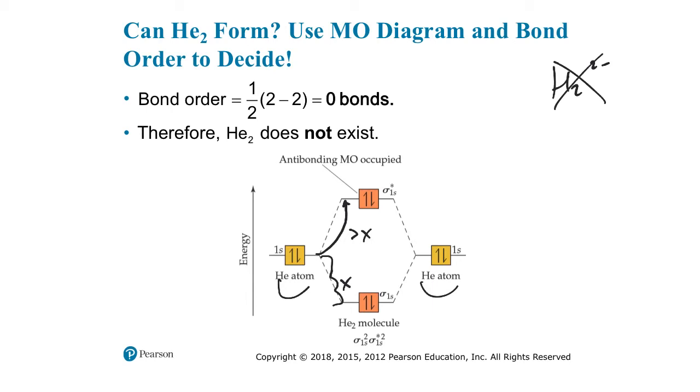So our bond order, 2 bonding minus 2 anti-bonding electrons, no bond can form between two helium atoms in this case here. So helium-2 would not exist as any kind of stable molecule.